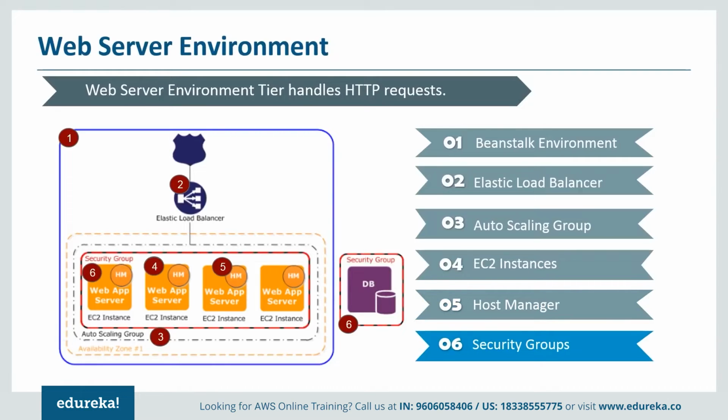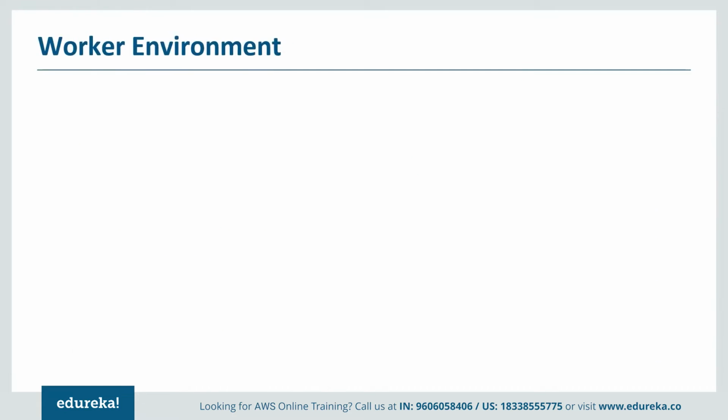Then you have security groups. Security group is like a firewall to your instance. Not anybody can access your instance. It's just for security purposes. So Elastic Beanstalk has a default security group which allows clients to access your application using port 80. You can define more security groups if you need. And Elastic Beanstalk also provides you with an option where you can define a security group for your database for security purposes. Moving on, we have something called worker environment.